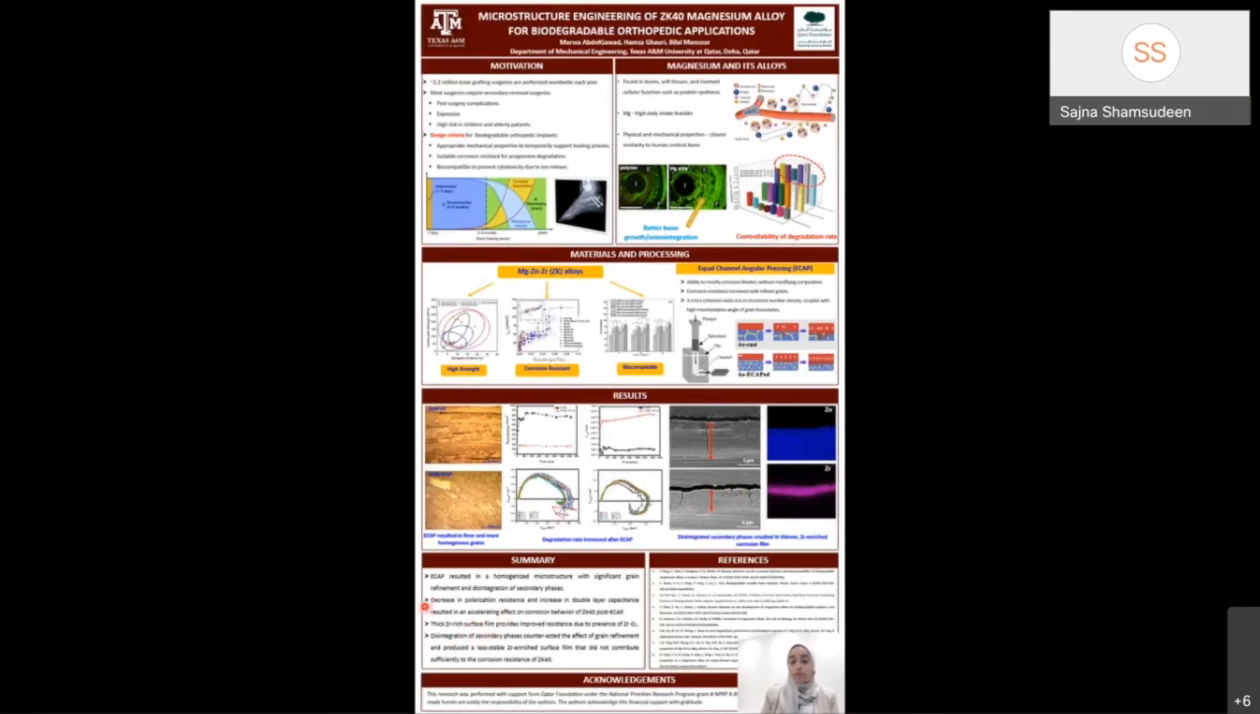And so in summary, ECAP did result in a homogeneous microstructure with significant grain refinement, but also led to disintegration of secondary phases. And this disintegration resulted in a decrease in the polarization resistance and an increase in double layer capacitance, which therefore accelerated the corrosion behavior of ZK40 post ECAP, and which therefore produced a less stable zirconium-rich surface film that did not contribute sufficiently to the corrosion resistance of ZK40.